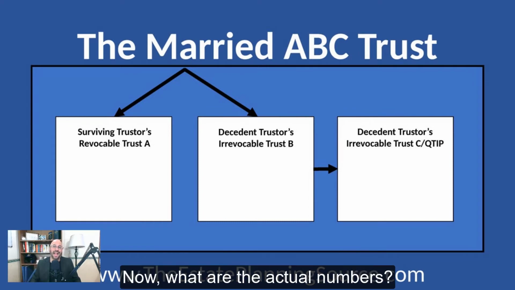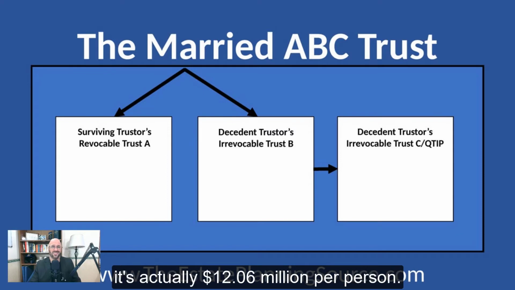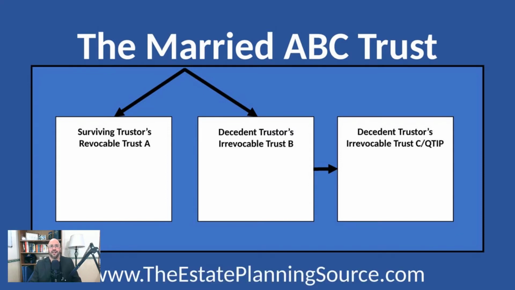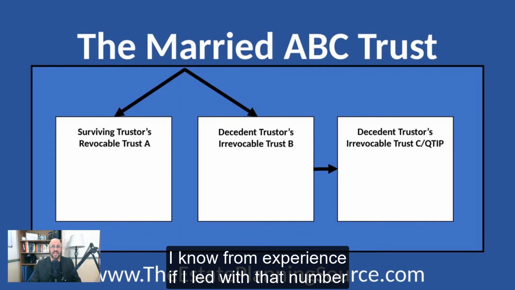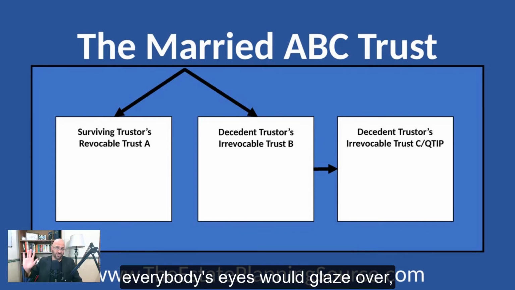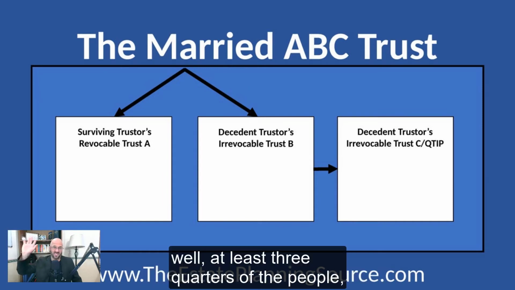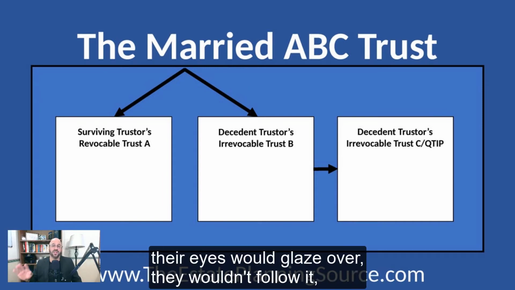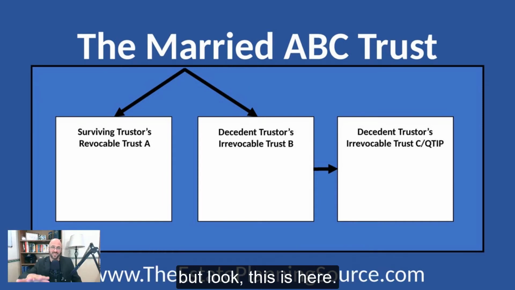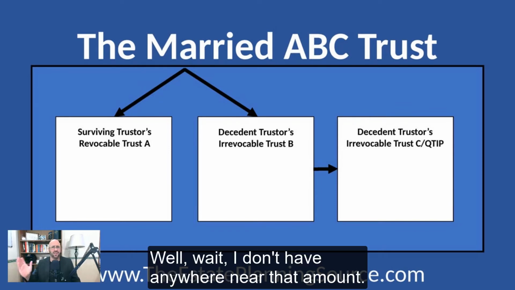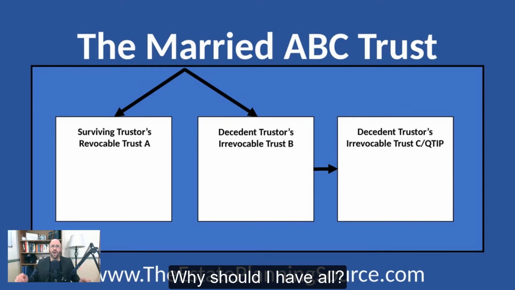Now, what are the actual numbers? Well, this is being recorded in 2022. It's actually $12.06 million per person. I know from experience, if I led with that number, everybody's eyes would glaze over. Well, at least 3/4 of the people. They wouldn't follow it. But look, this is here. Well, wait, I don't have anywhere near that amount. Why should I have all this?